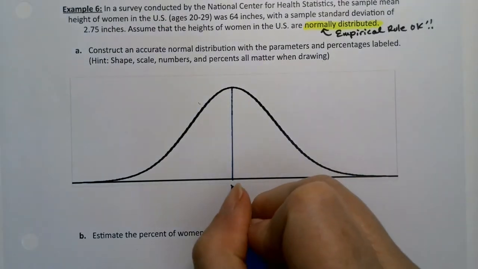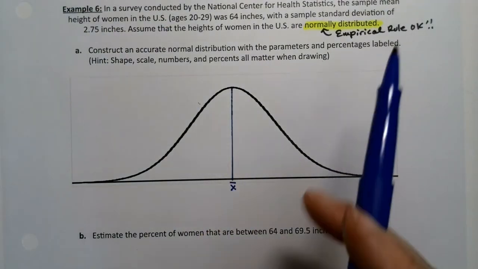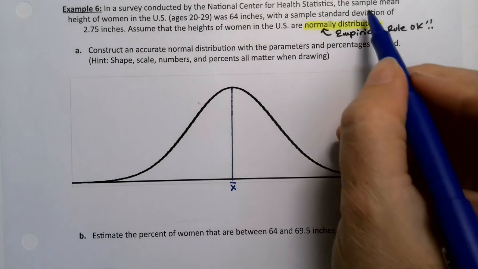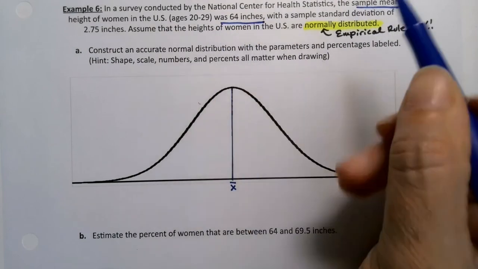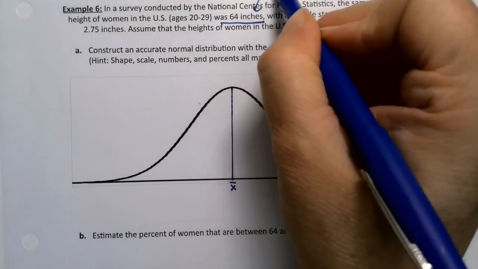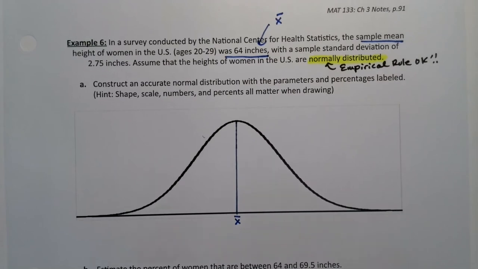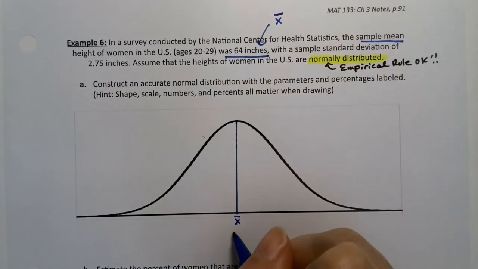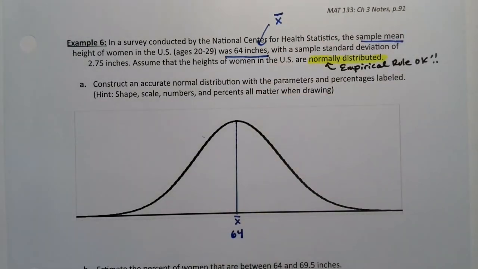That's the mean. It's an X bar in this case because it says it's a sample mean. And they tell us the sample mean was 64 inches right here. It's telling us X bar. Doesn't hurt to label it right there in the problem, all right? So X bar is 64. So that goes down the middle. All right, so there's my symmetric center.